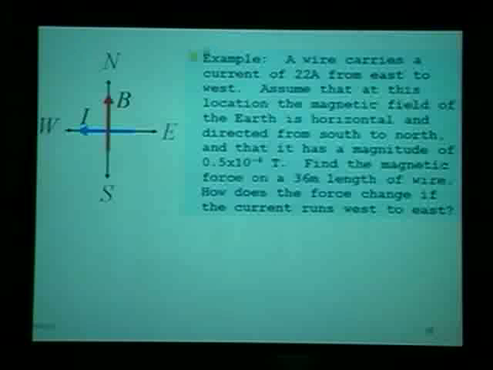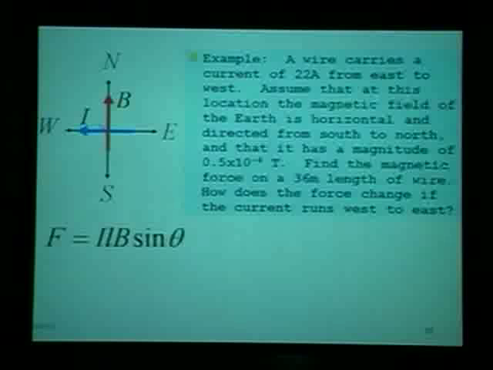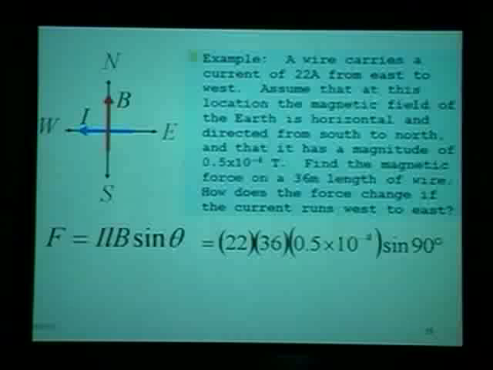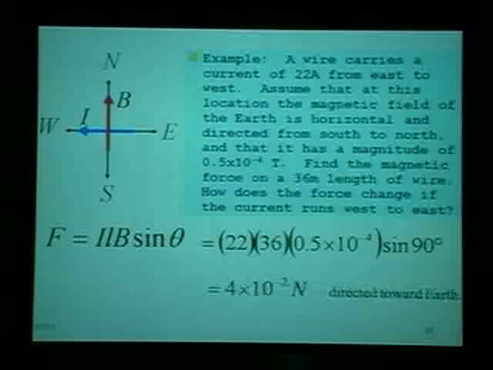So we're going to have a wire. We're just going to have it run 22 amps from east to west, horizontally, and see what the force is on the wire. Well, the magnetic field is going north, so there's an angle of 90 degrees between the two directions. The force would be ILB sine theta. 22 amps times 36 meters. Magnetic field of the Earth is 0.5 times 10 to the minus 4 Tesla. Sine of 90 degrees is 1. So this would have a force of 4 times 10 to the minus 2 newtons directed towards the Earth.